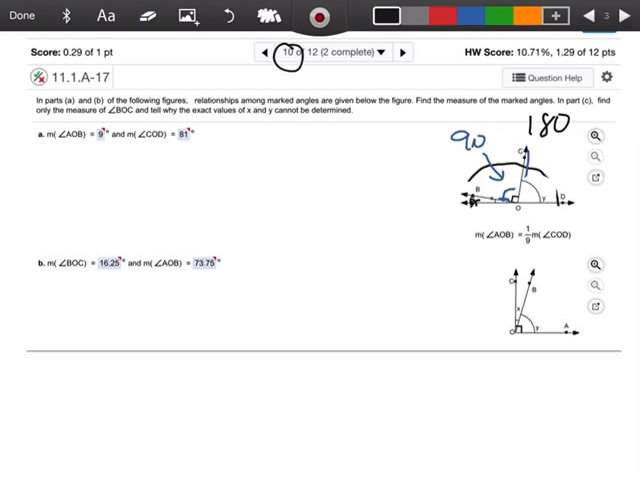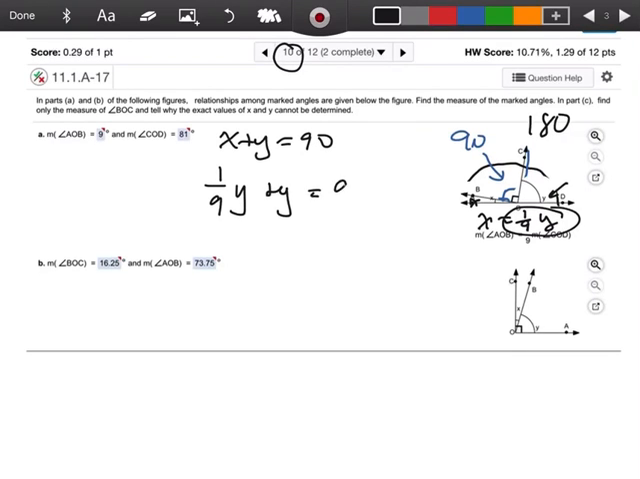So we're calling this measure X, we're calling this measure Y, and we're saying that X is the same thing as 1/9 of angle Y. So first off, I know that X plus Y, when I add them together, is going to give me 90 degrees. We also know that X is the same thing as 1/9 Y. So 1/9 Y plus another Y is 90 degrees.